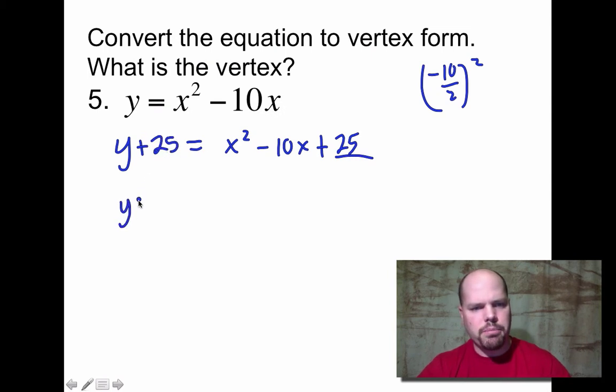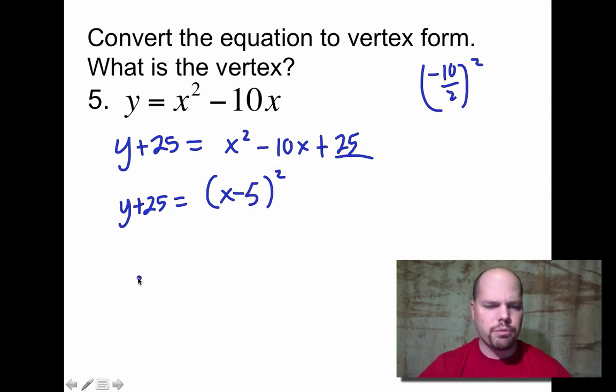So I get y plus 25 equals x. Now this is a minus, so this is a negative 10. Half of negative 10 is negative 5, so x minus 5, quantity squared. So the vertex in this case is 5, negative 25.